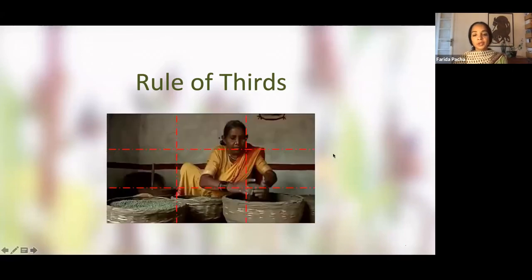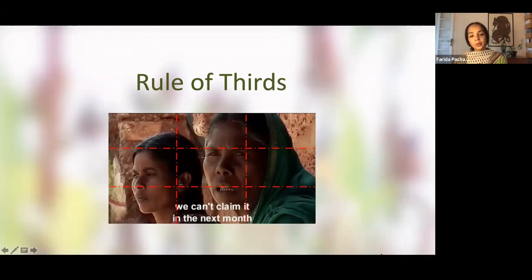Now, this is an image from the clip that you've already seen, and you can see how the hands that she's working with and her face are so well around these points of intersection. This is also another one. This is a close-up shot. It's a 2-person shot, and it's really very nicely composed. You have the eyes, which is when somebody's talking, your attention tends to go to the eyes and to the mouth, and they are all perfectly along these lines.